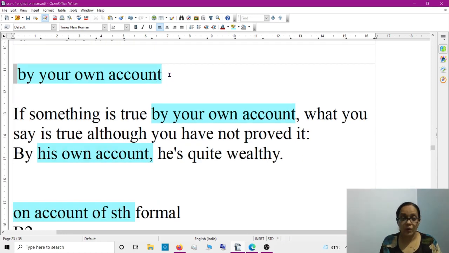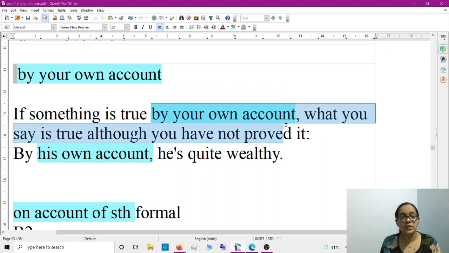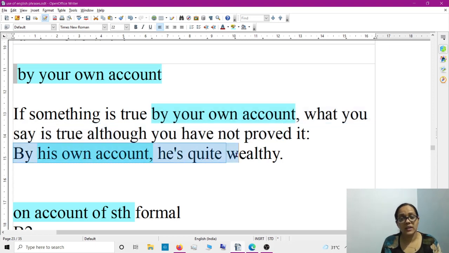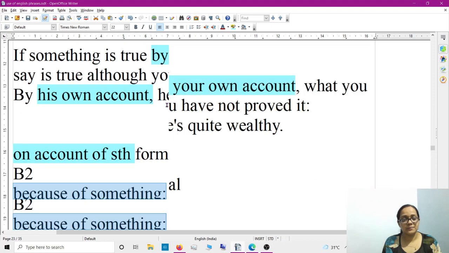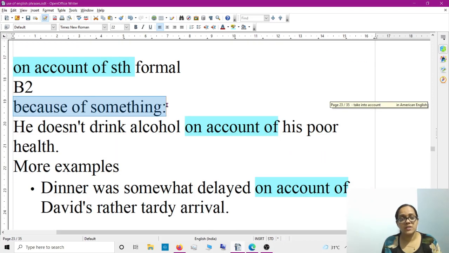Now, "by your own account". If something is true by your own account, what you say is true although you have not proved it. By his account, he is quite wealthy. By his own account, he is quite wealthy. On account of something means because of something.